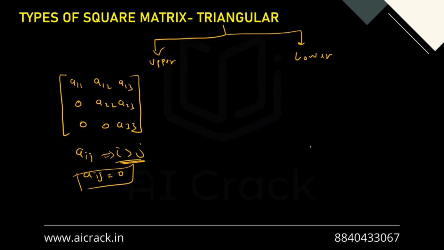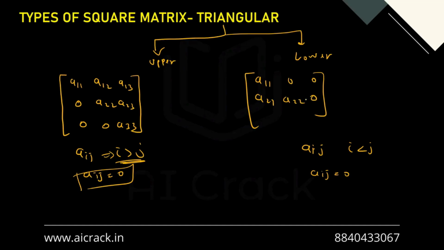Now, the opposite case over here, we have Aij where i is less than j, and in that case Aij equals 0. So you can just write it like this. That would give me A11, 0, 0, A21, A22, 0, and A31, A32 and A33. So this is how a lower triangular matrix is defined, right?